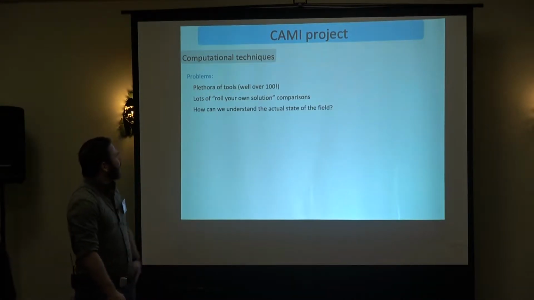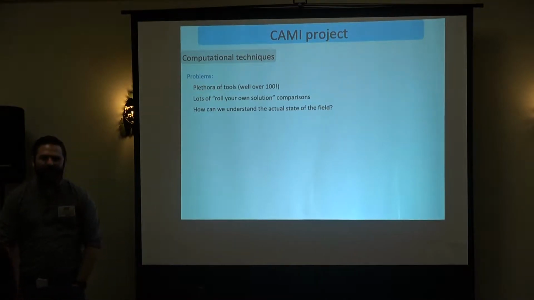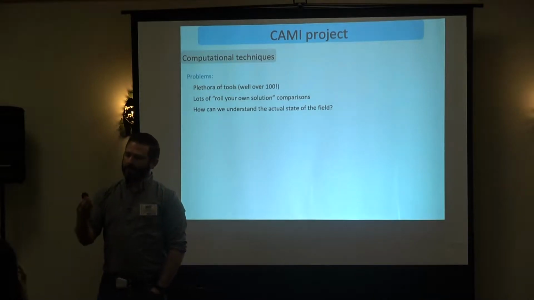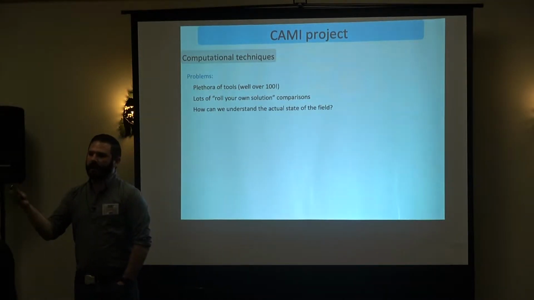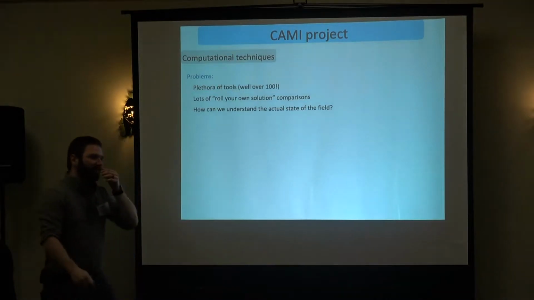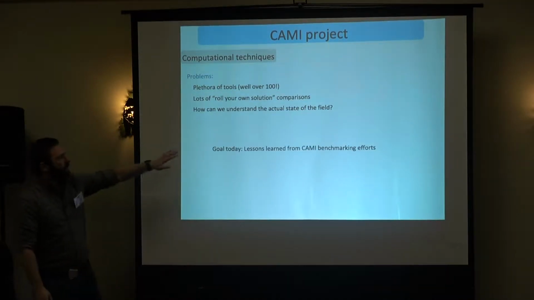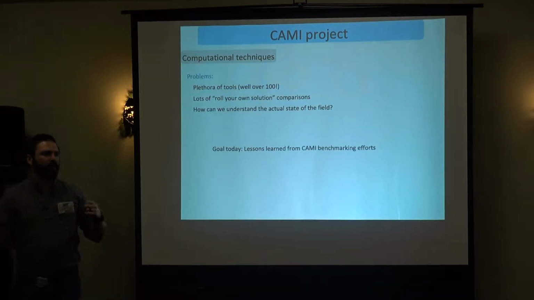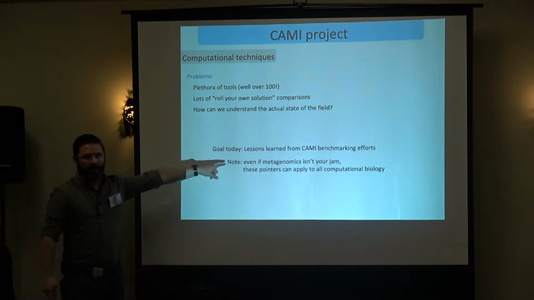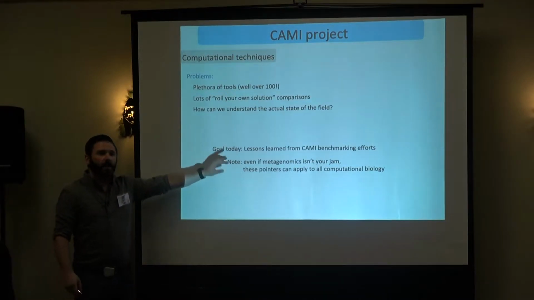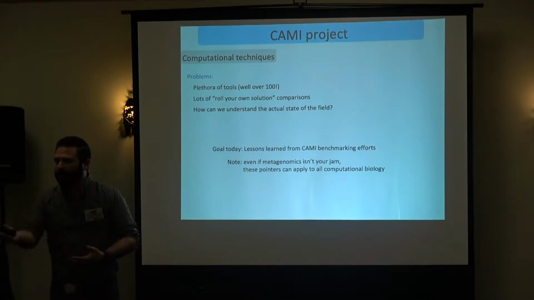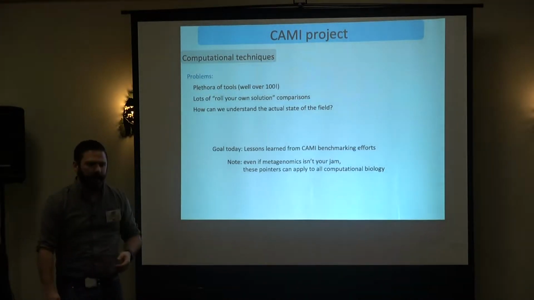So how do you really understand the actual state of the field? You need to do one of these large-scale benchmarking studies or pay more attention to the comparison section of the methods paper that you actually publish. So hopefully we'll be able to cover a couple of those today. In particular, what are the lessons that we learned from this CAMI benchmarking efforts? By the way, if metagenomics isn't your main area of interest, hopefully the different pointers that I'm going to be going over can still be applicable no matter what your field of application is.